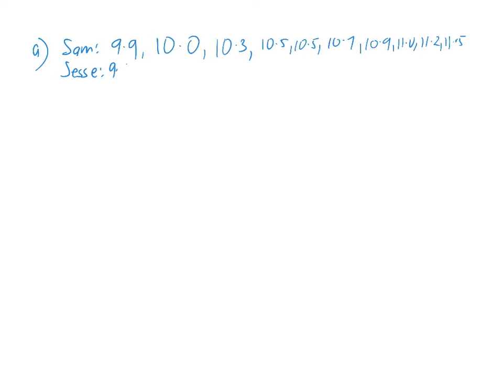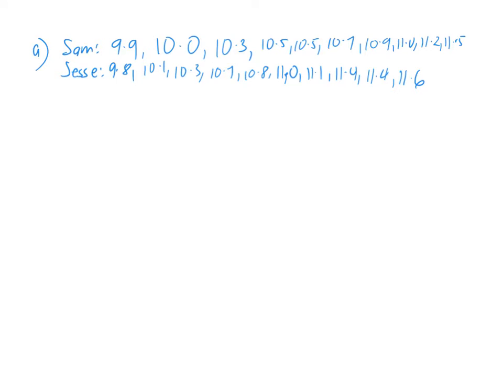Okay, and then Jesse as well. 9.8, then after that 10.1, then 10.3, 10.7, 10.8, then 11. We'll call it 11.0 actually. Then we have 11.1, and two 11.4s, and then 11.6. Okay, that should be all of them.